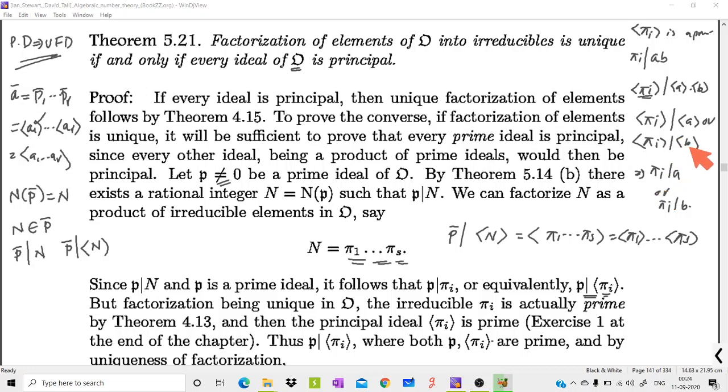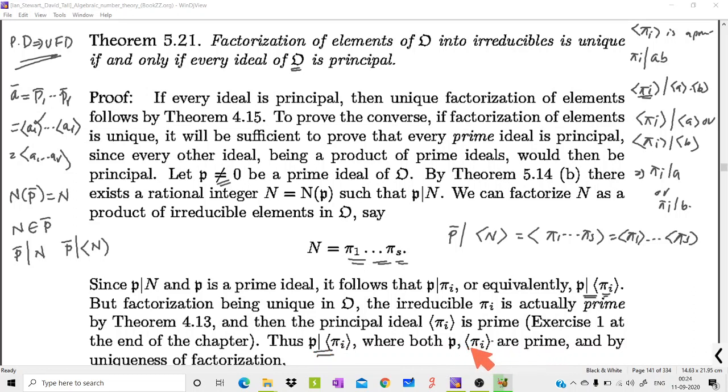Okay, so that is a very trivial implication. Now the converse part we can easily prove, so I'll leave that as an exercise. You need to prove that whenever pi i is a prime element, the ideal generated by pi i is a prime ideal. So using this fact, we get that the ideal P divides the ideal generated by pi i, where both are prime ideals.